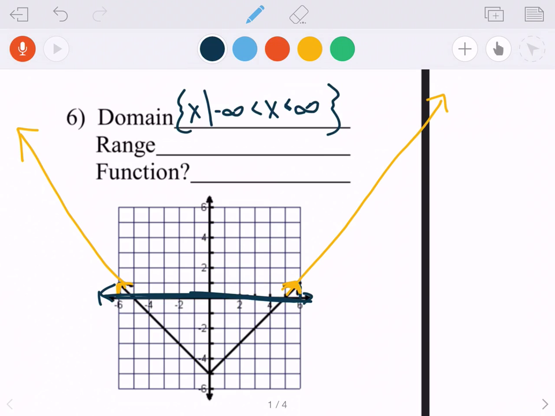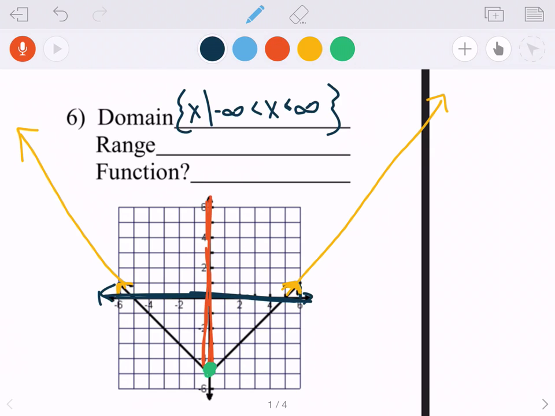So my range, those are my y values, so my vertical axis, which I'm highlighting in red. I'm concerned with the y-axis. So let's take a look. The lowest point on this graph, on the y-axis, I'm highlighting in green. That is at y equals negative 5. That's the lowest point on the graph. There are no points below y equals negative 5.